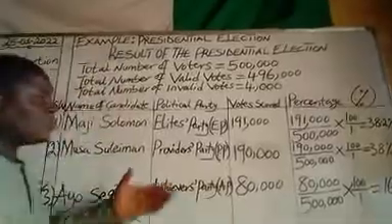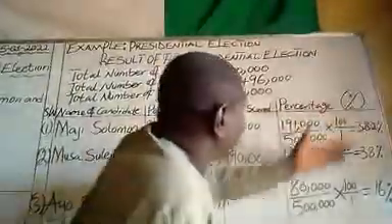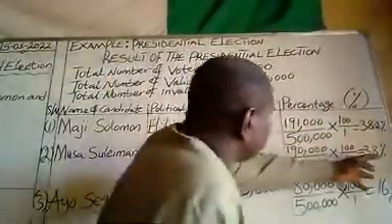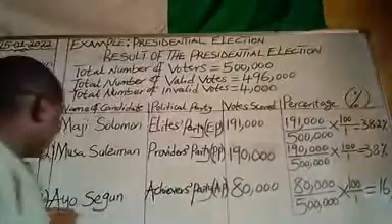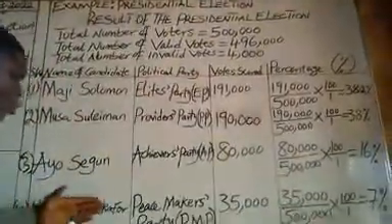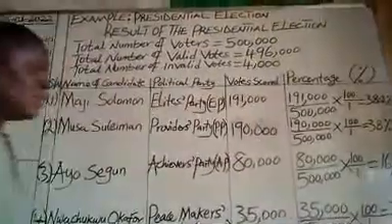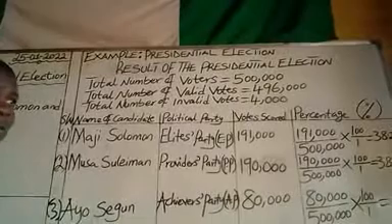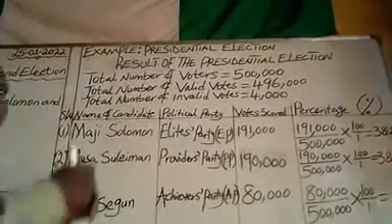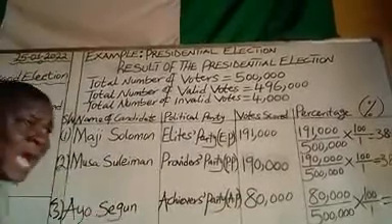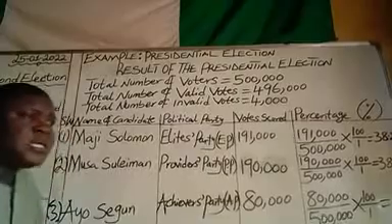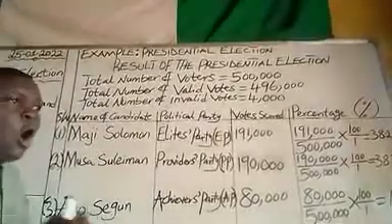As you can see, Maji Solomon got 38.2%. Musa Suleiman got 38%. Ayo Segun got 16%. Nwachukwu Okafor got 7%. None of them won through absolute majority. They were not able to meet the required threshold of votes. And the required threshold of vote is 50% or more.